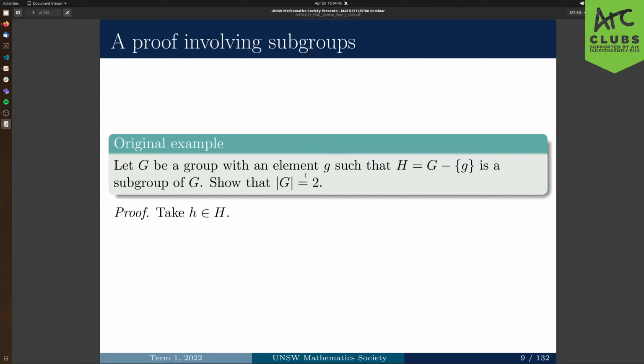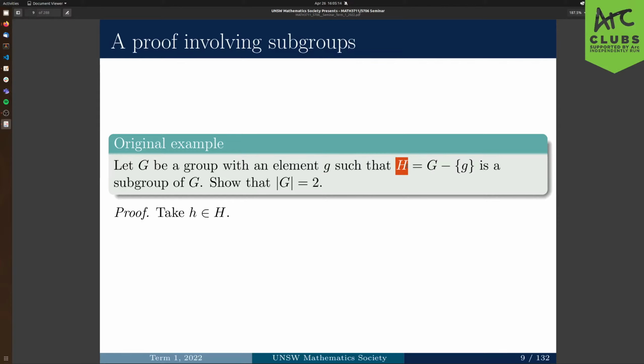So this question here is essentially saying that if you've got some group and there is some element in it such that if you just remove that, so you consider the subset with just one element removed, and that is actually a subgroup, then the original group you started with just had to have two elements. Another way of proving this is that if the set G has two elements, then H, after we remove one element from it, should just have one element.